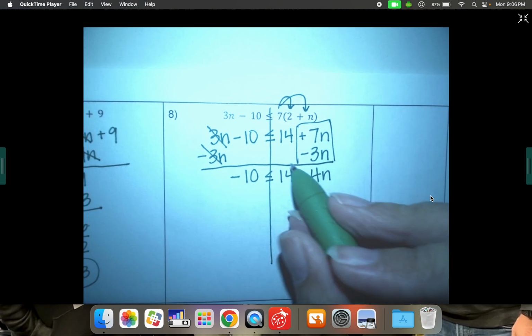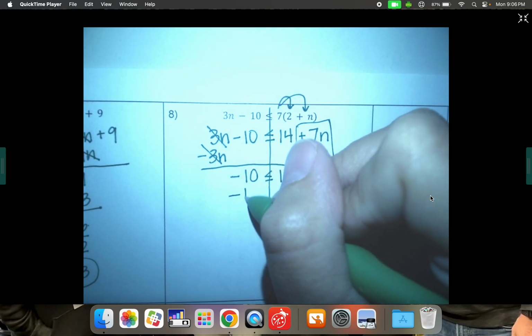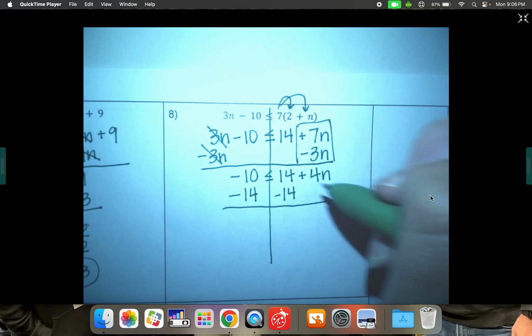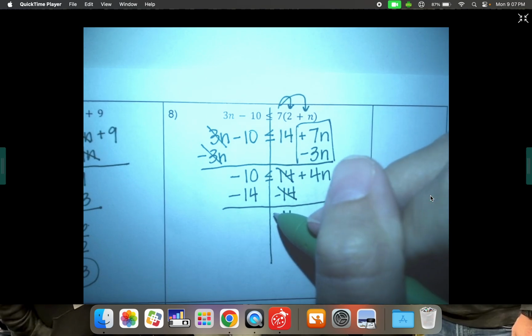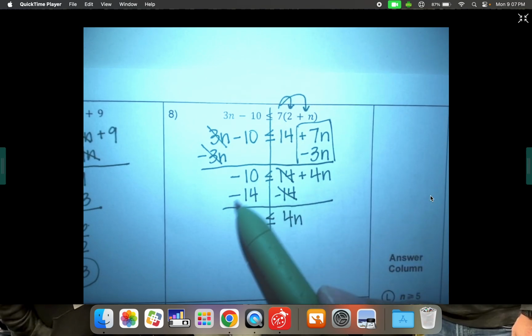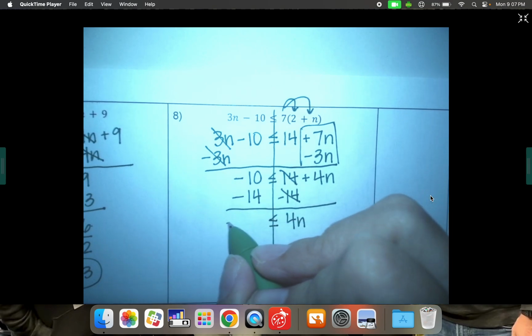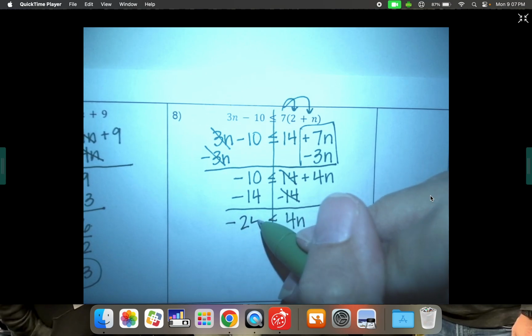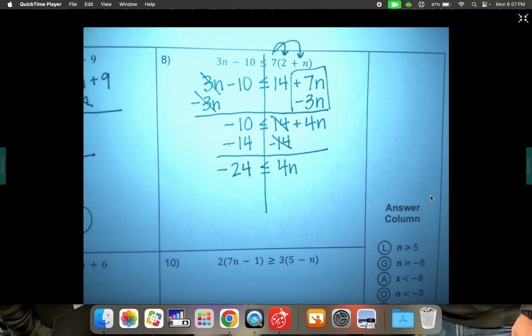Next thing I want to get rid of is the 14, so I want to subtract 14 on both sides so that the 14 cancels out. I'm going to bring down my 4n and my symbol. Negative 10 minus 14 is not 4 or negative 4. If you're at negative 10 and you subtract more, then you're getting to be a greater negative. So that should actually be negative 24. Check it in your calculator. Negative 10 minus 14 is negative 24.